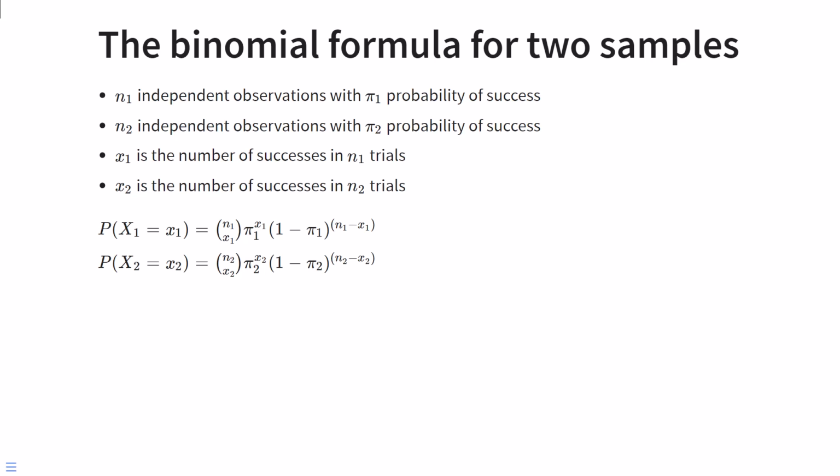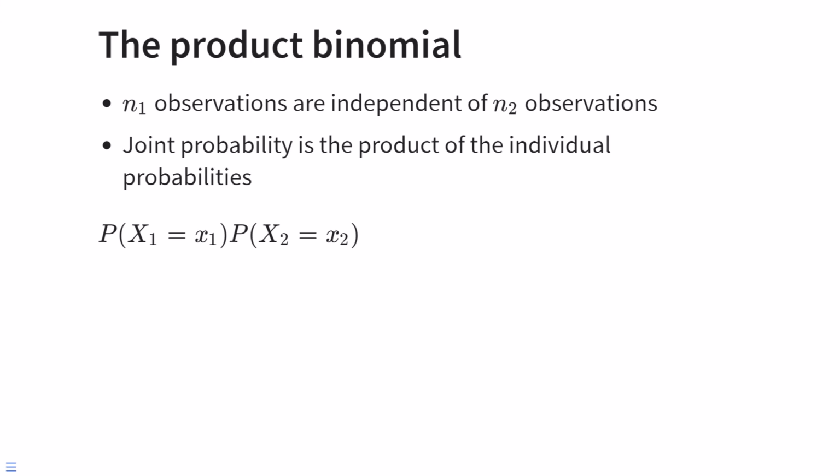But we're interested not in those individual binomial formulas. We're interested in making inferences about delta, that is the difference in those probabilities. So to do that, we're going to use the product binomial. We have n1 observations that are not only independent of each other, but they need to be independent of the other sample. That is, the n1 observations that we said had to be independent of one another within the sample must also be independent of the n2 observations in the other sample.